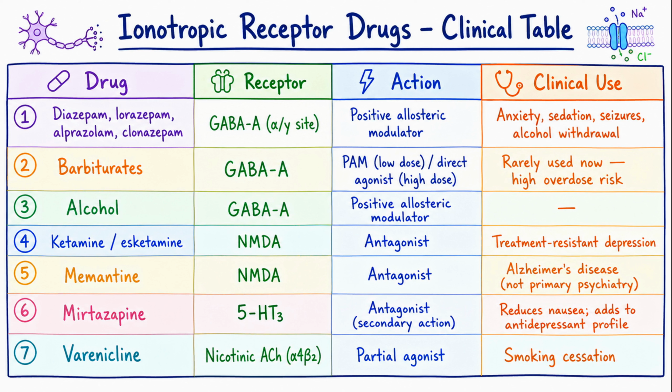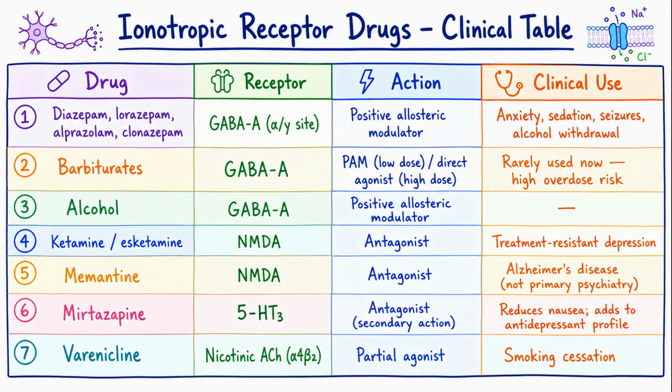Right, let's now attach actual drugs to the ionotropic receptors we've covered, and this list is shorter than you'd think, because most psychiatric drugs don't actually work this way. Benzodiazepines are the obvious one. Diazepam, lorazepam, alprazolam, clonazepam, all positive allosteric modulators at GABA-A, working at that separate site from GABA itself. Barbiturates work similarly at low doses, but at higher doses they can act more like direct agonists, which is exactly why they're so much more dangerous in overdose, and why they're barely used anymore.